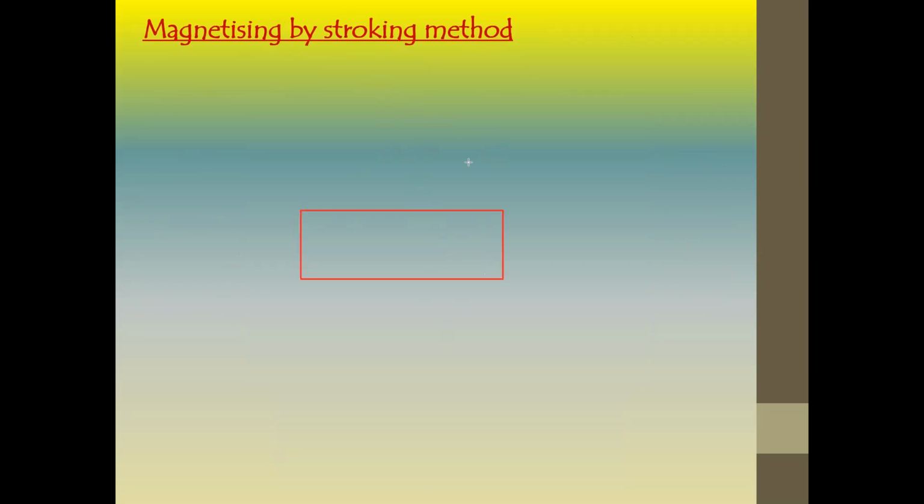There's also another method to magnetize. The second method is called stroking. Stroking here refers to when you rub an unmagnetized material with a permanent magnet.